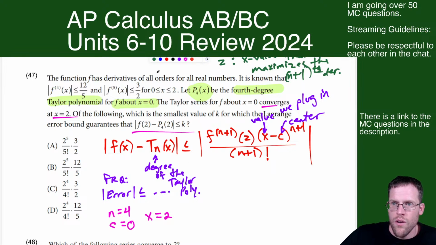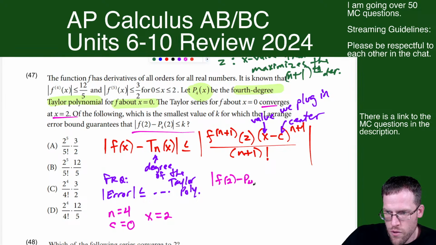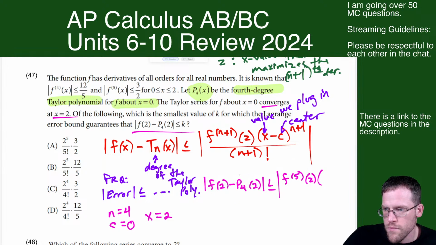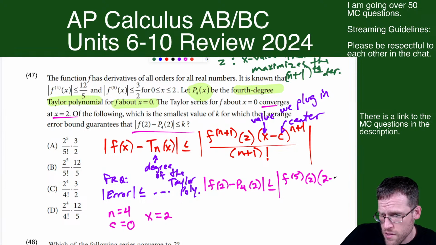All right, so now we just plug it all in. We have f of 2 minus p sub 4 of 2 is less than or equal to. So n is equal to 4. So n plus 1 would be the fifth derivative at z times, and let me move this over. So now we have times x minus c, x is 2. The center is at 0. To the n plus 1, if n is 4, 4 plus 1 is 5, over n plus 1 factorial. So we get 5 factorial.